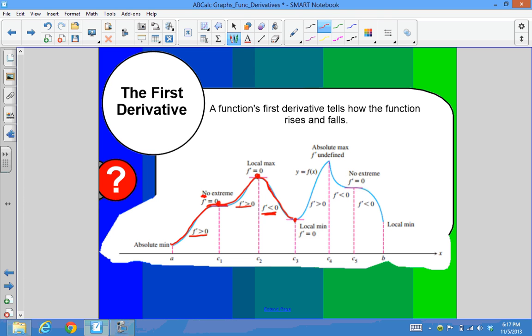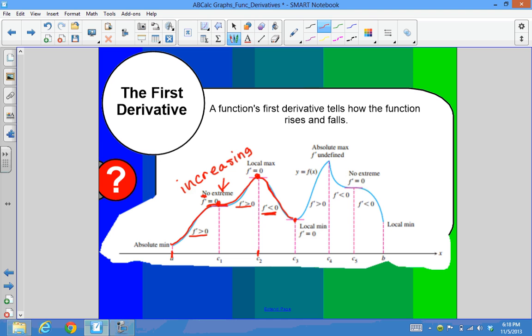So it's neither a max nor a min there. However, I do want to point out before I go any further that from A to this C2 value, that is considered to be increasing on that entire interval. Even though you have a horizontal tangent at that point right there, it is still considered increasing because the points to the left are lower than the points to the right. The y values to the left are considered lower than the y values to the right.